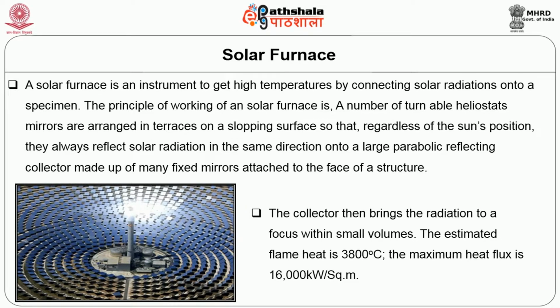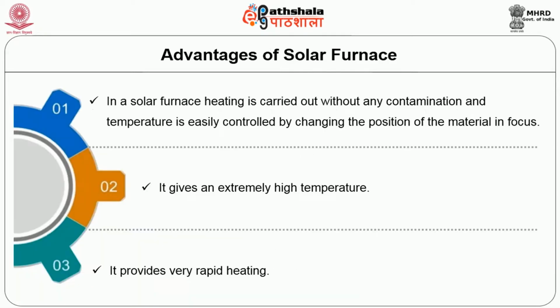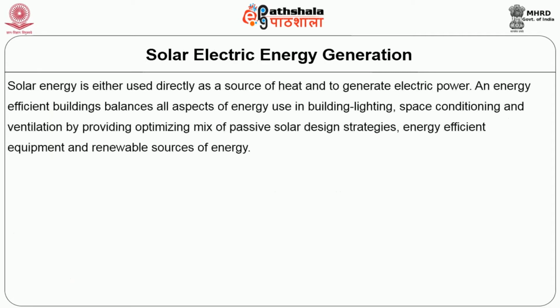The estimated flame heat is 3800 degrees centigrade. The maximum heat flux is 16,000 kilowatts per square meter. The advantages of solar furnaces are: in a solar furnace, heating is carried out without any contamination and temperature is easily controlled by changing the position of the material in focus. It gives an extremely high temperature. It provides very rapid heating.